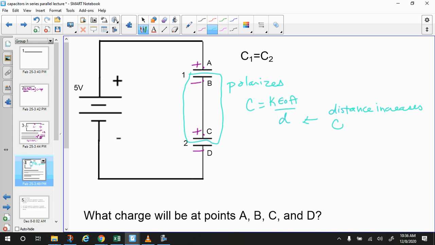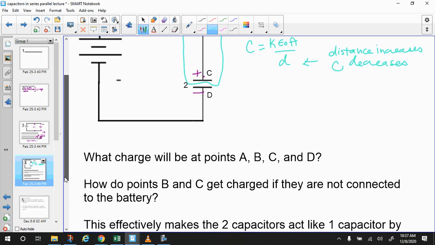So C decreases. When we have capacitors connected in series like this, it decreases the capacitance, because this middle chunk right here is basically just polarized, and it's separating the same amount of charge.